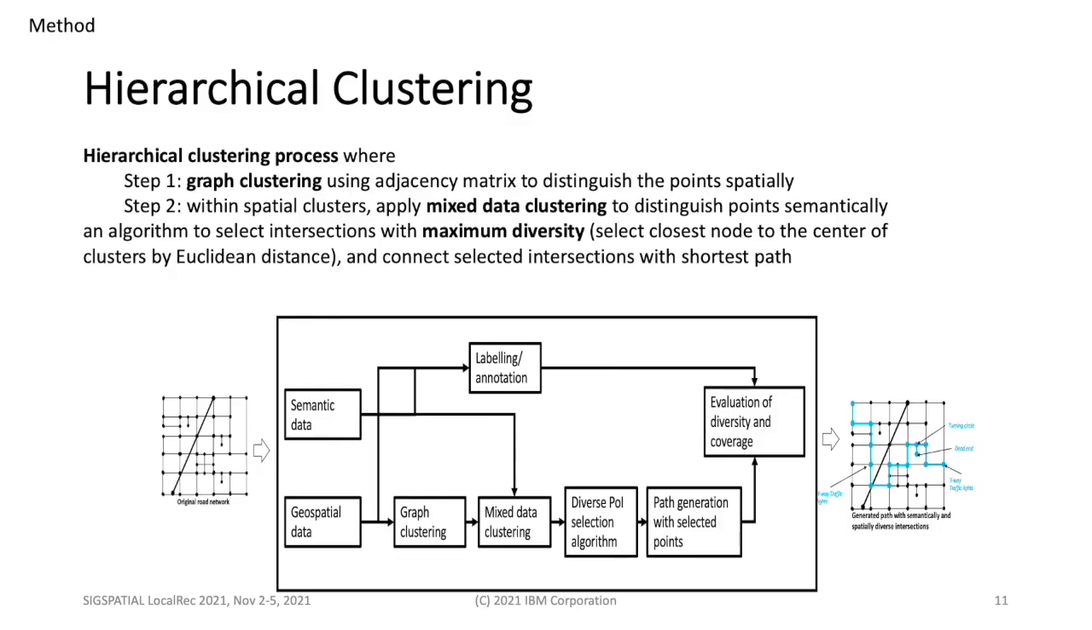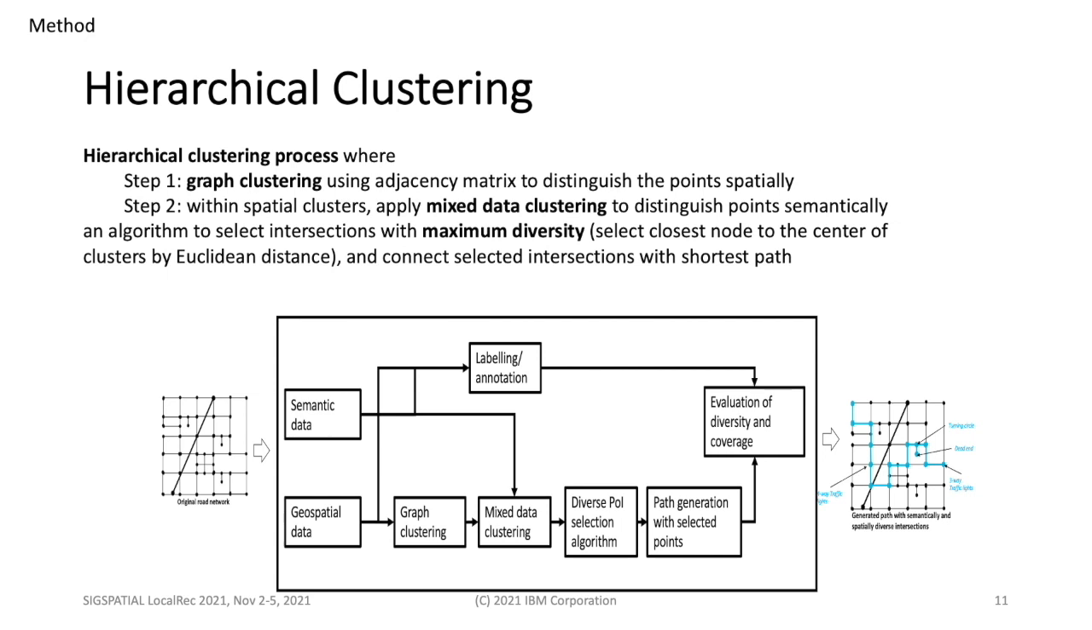So next, I will introduce you to the methods that we are using for the analysis. Our hierarchical clustering process is composed of two steps. The first is a graph clustering process, which uses an adjacency matrix to distinguish the points spatially. Next, we use spatial clustering. We use spatial clusters applied with mixed data clustering to distinguish the points semantically. So the goal of this process is to select intersections that have maximum diversity. So we select the nodes that are closest to the center of the clusters by using the Euclidean distance, and then connect these intersections using the shortest path.